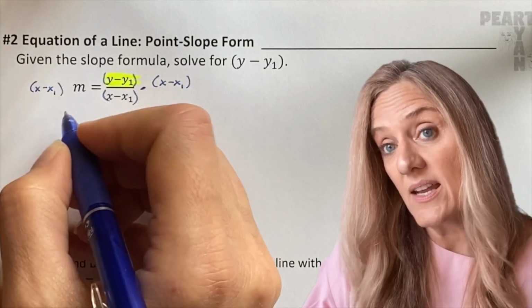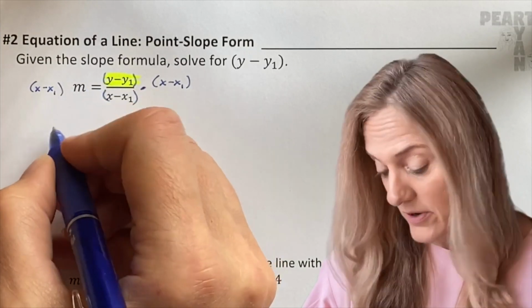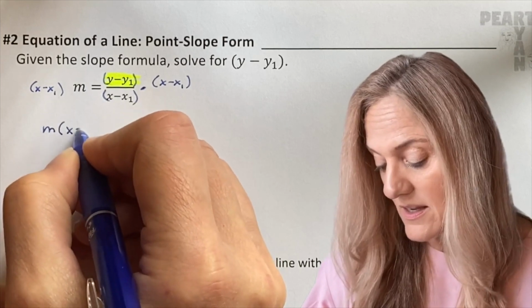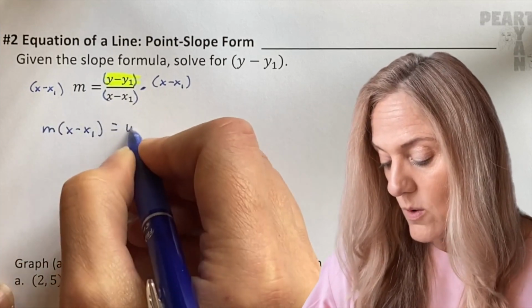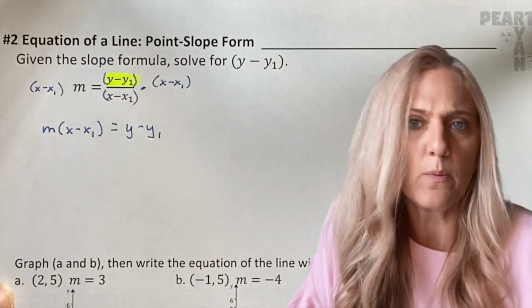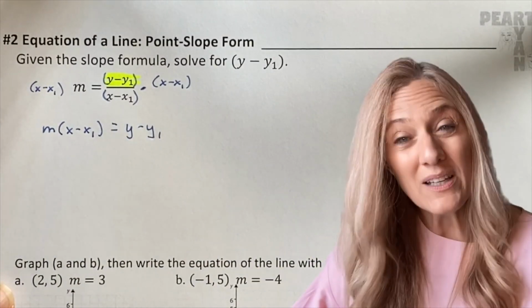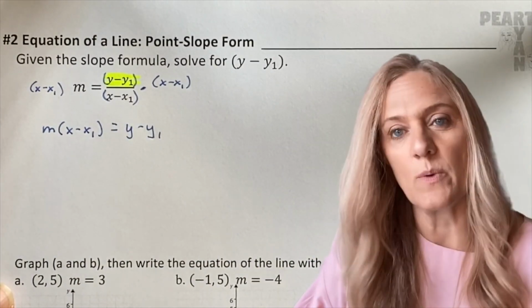Now I'll go ahead and use the commutative property and put m in front. So m parentheses x minus x sub 1 equals y minus y sub 1. There we go. We solved for y minus y sub 1. Well, let's use the symmetric property and get that y minus y sub 1 in front.